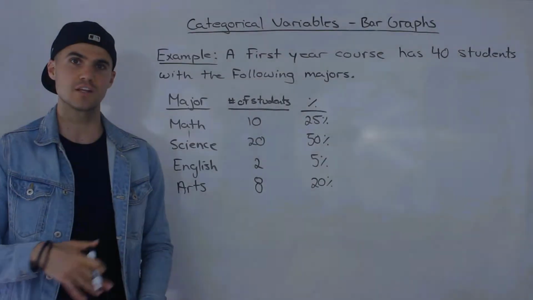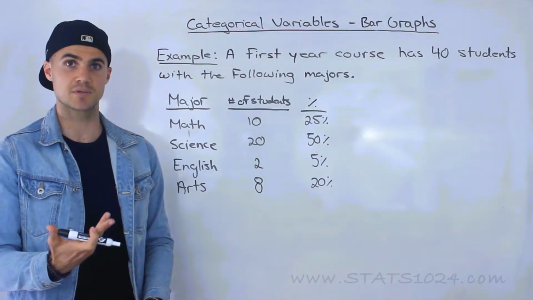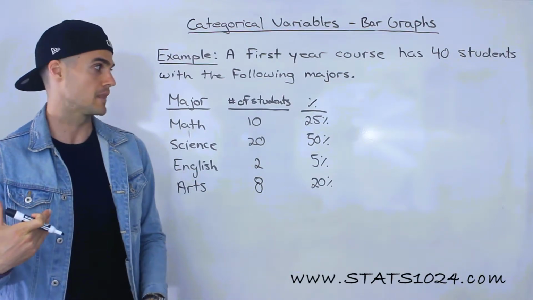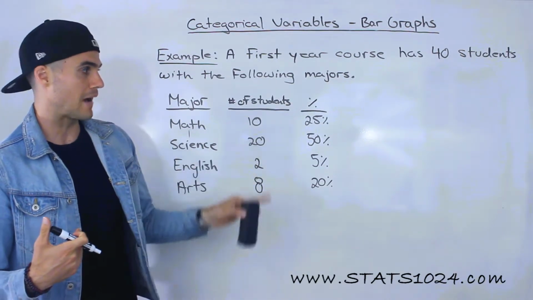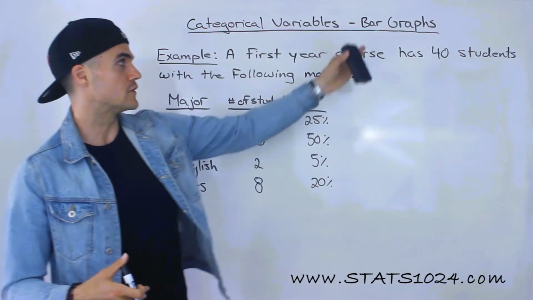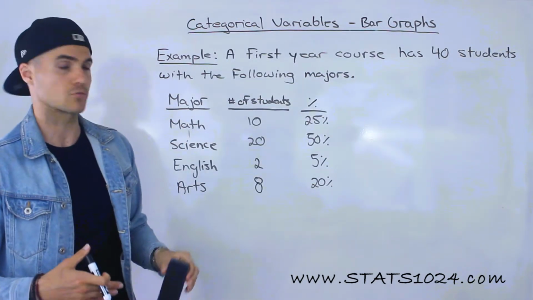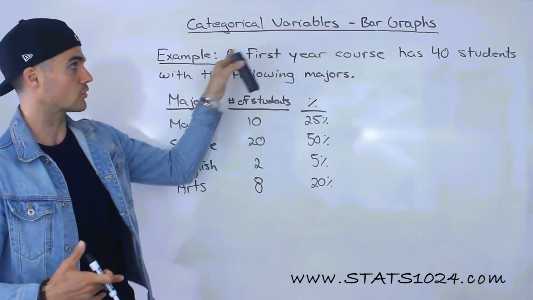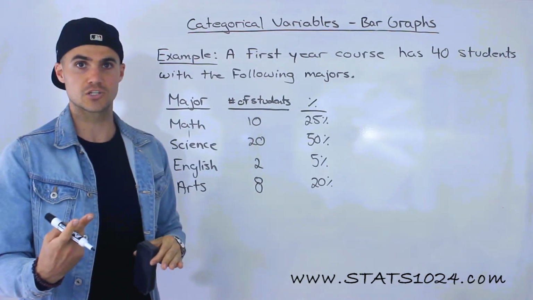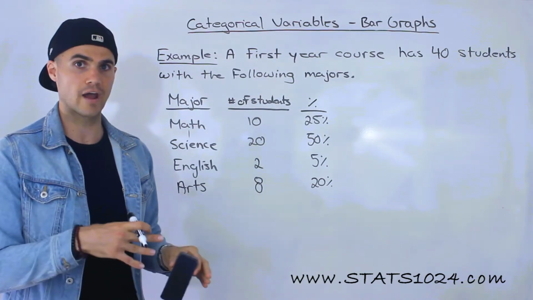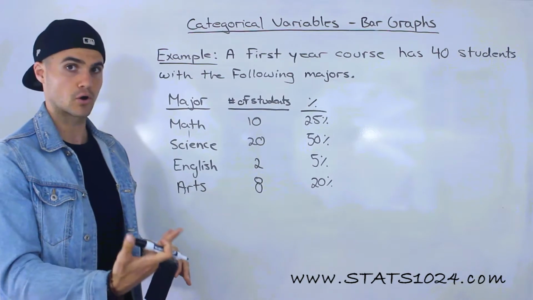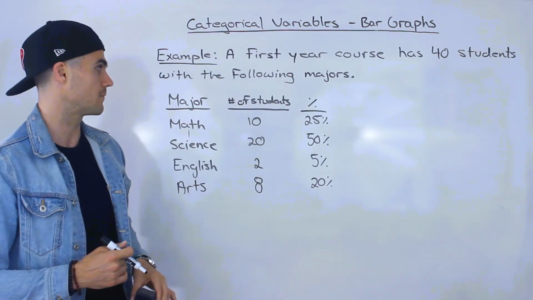Patrick here, and in this video what we're going to do is the exact same example that we did in the previous video, but instead of doing it through a pie graph, we're now going to show it visually through a bar graph. So remember, we're still analyzing categorical variables, and we mentioned that there's two tools to do that with, pie graphs and bar graphs. So bar graphs is what we're going to focus on right now.